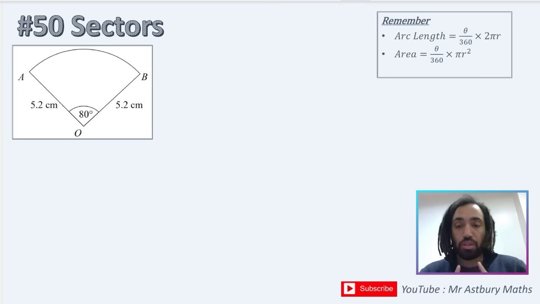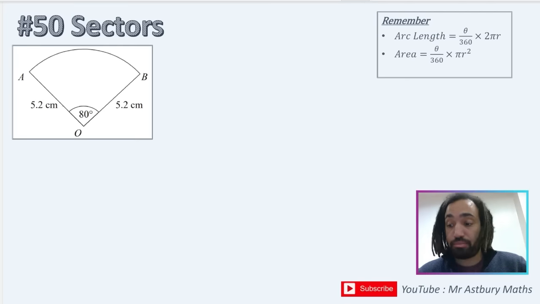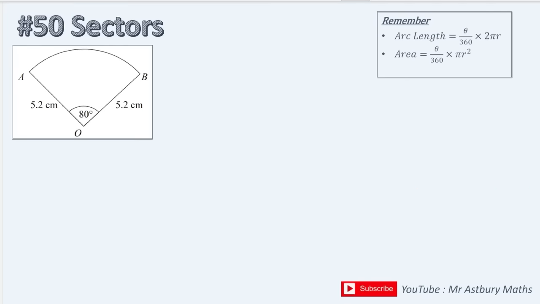50, sectors of circles. The formulas are up there. Here is a sector. Let's work out the arc and the area. So the arc will be equal to 80 divided by 360. That's the fraction of the circle this sector is taking up, multiplied by the circumference, which is 2 times pi times r, which is 5.2, and I get 7.26 centimeters.